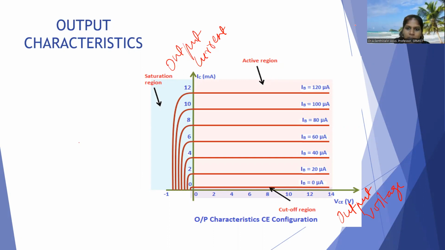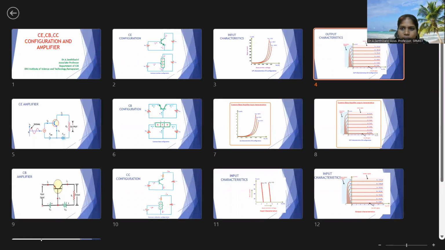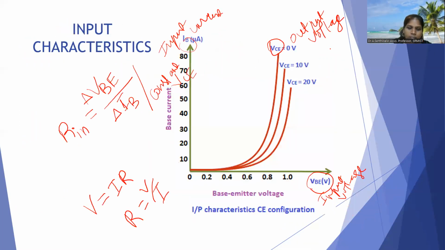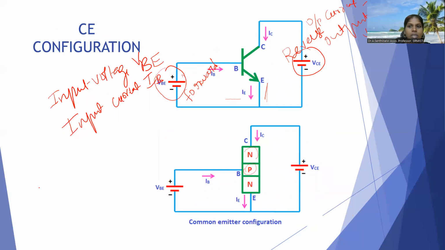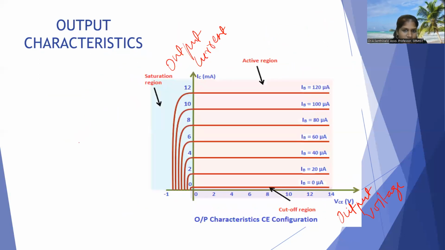See the circuit. The output voltage is VCE and the output current is IC. To draw the output characteristics, we should keep the input current constant. See the graph of output voltage against output current. This is the input current, kept constant. This is how we draw the output characteristics.